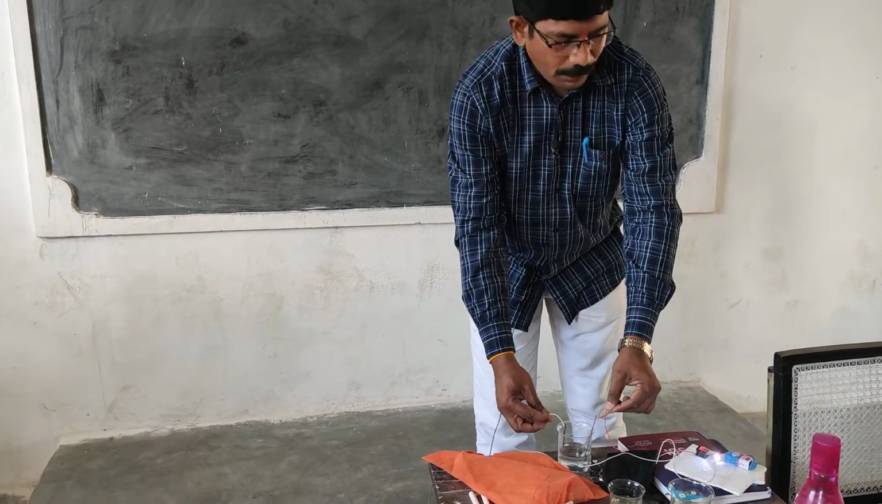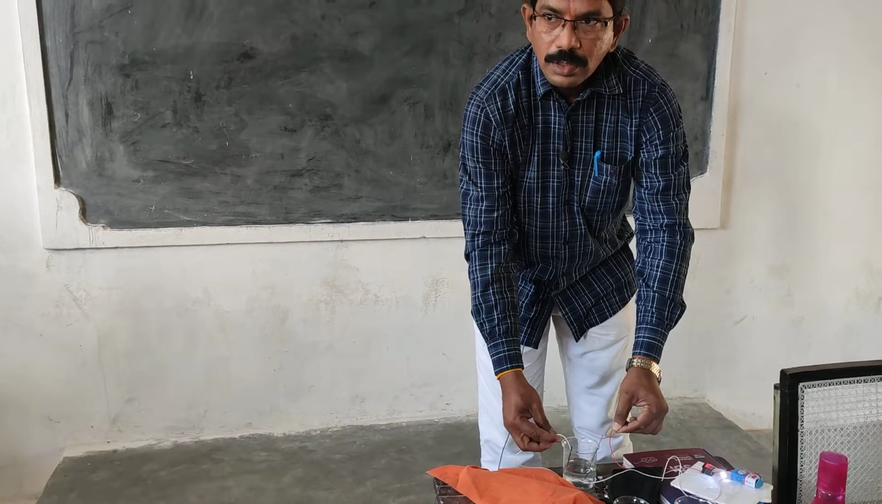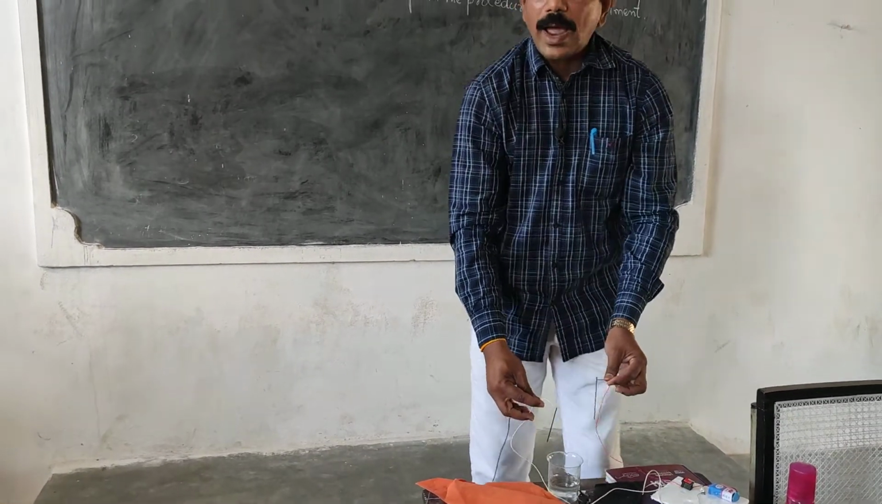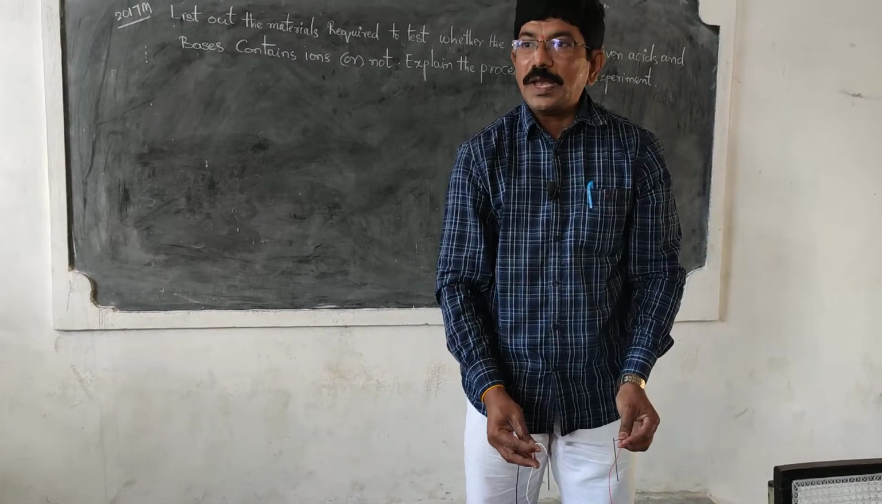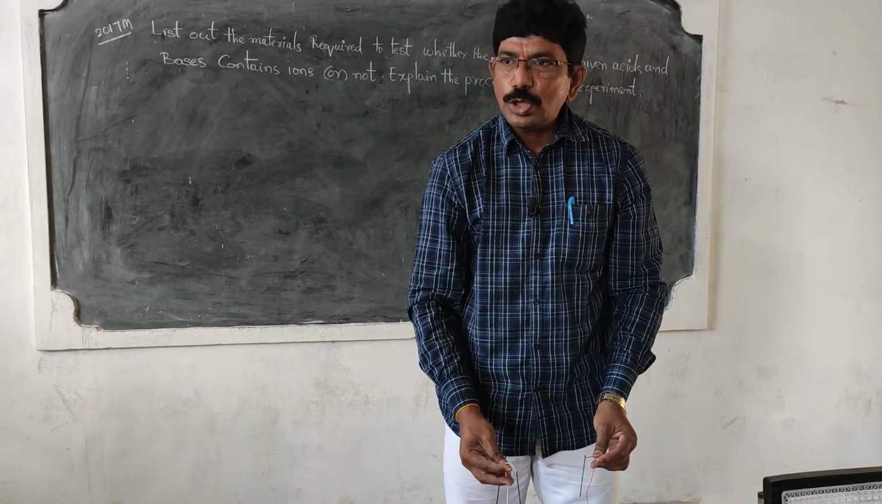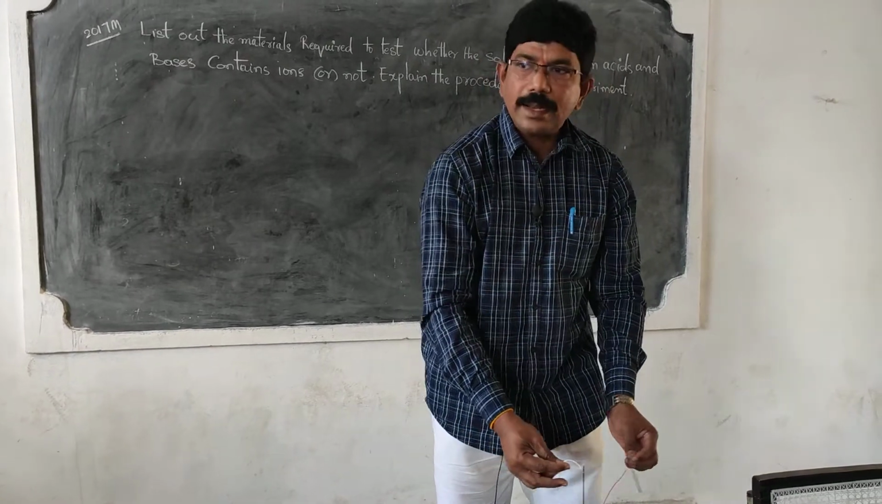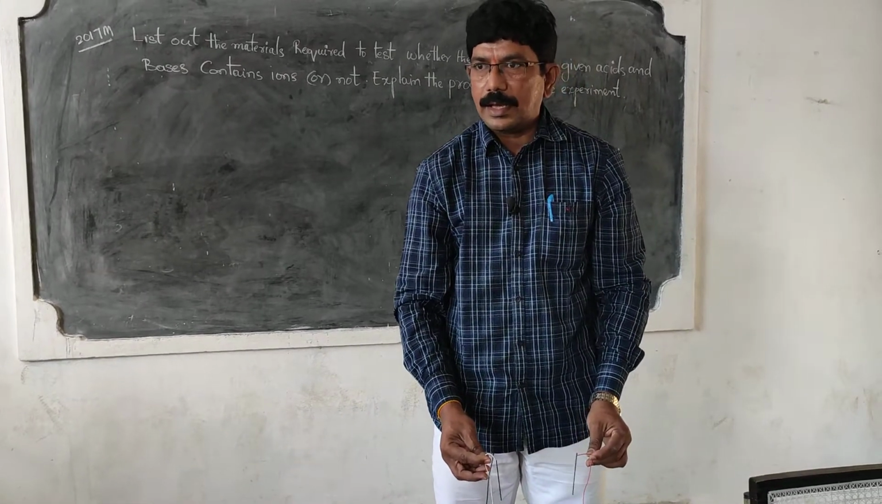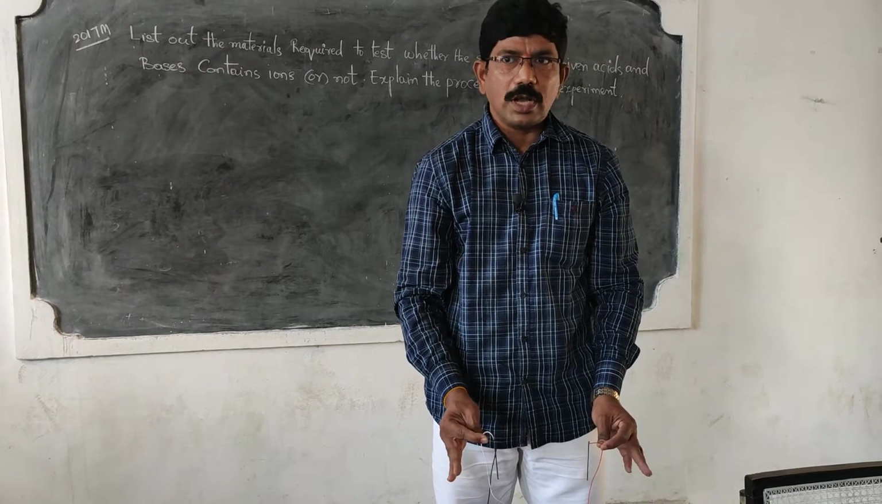Why is the bulb glowing now? Because dilute hydrochloric acid solution splits into ions. It gives H plus ions. Those H plus ions carry the electric current. Are you clear about that one? Do you understand the concept?